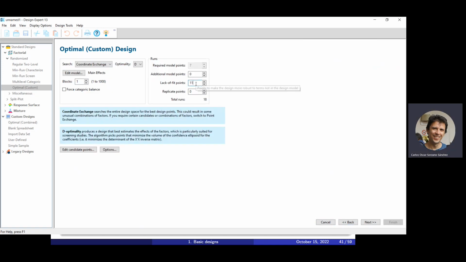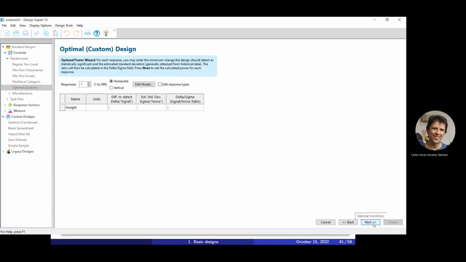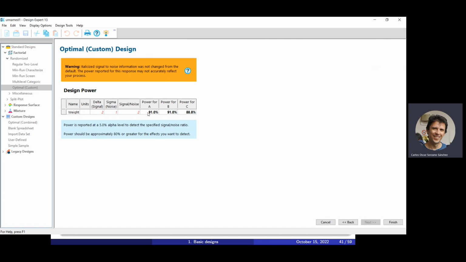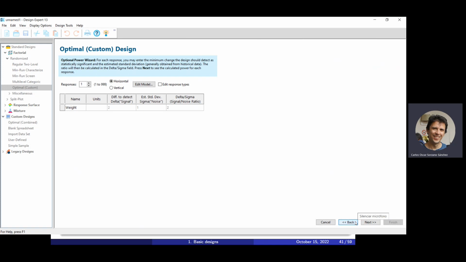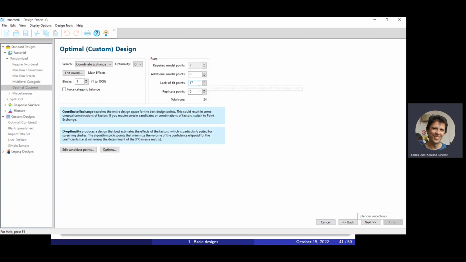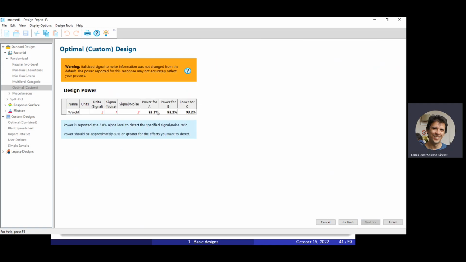We increase this even further. So let's say 17. Now we have enough power for two of them, but not for the third one. Okay, so let's increase it a bit more, 19. And then I hope that we have enough power for the three factors.